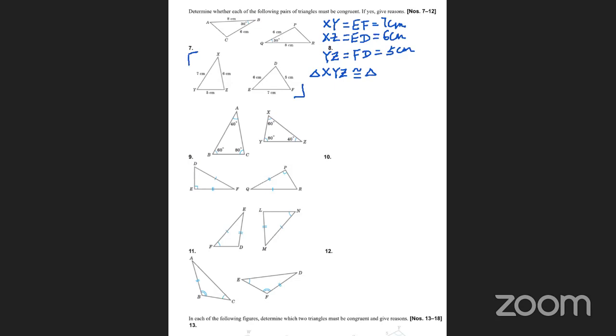Anyone? EFD. Very good. EFD. Agree? The others? And then you have to write down the reason. If you have enough space, the reasons can be written here. Okay? Then, how about this one? Do you think these two are congruent?